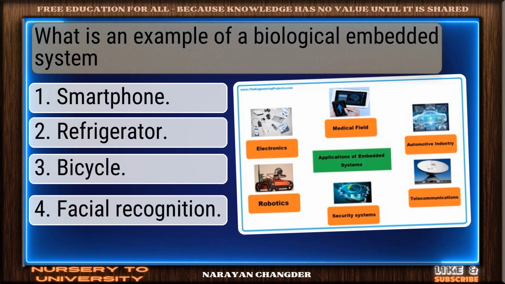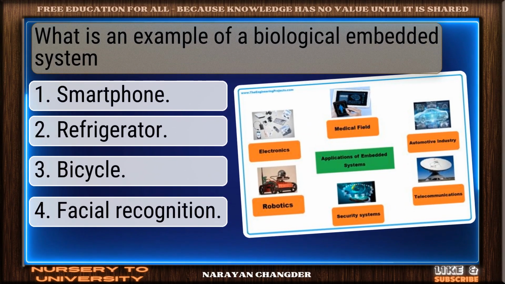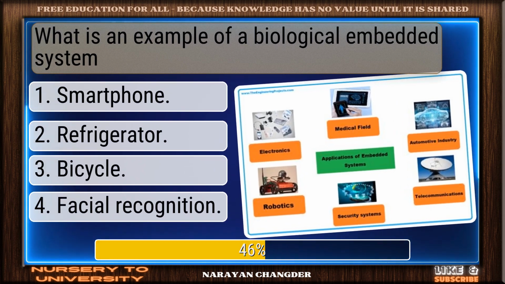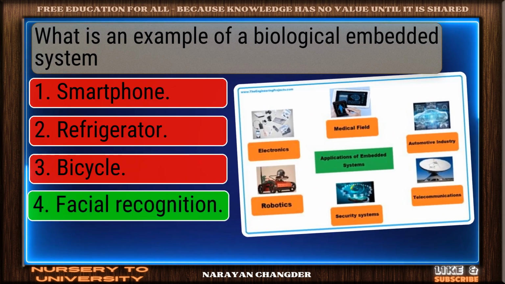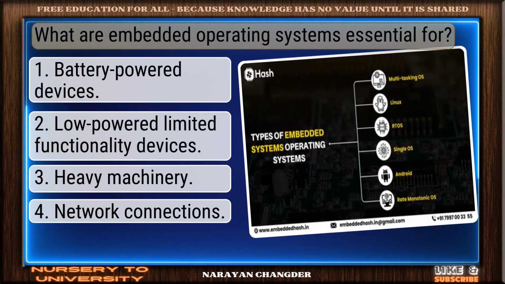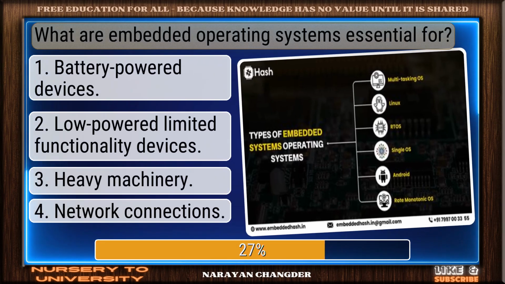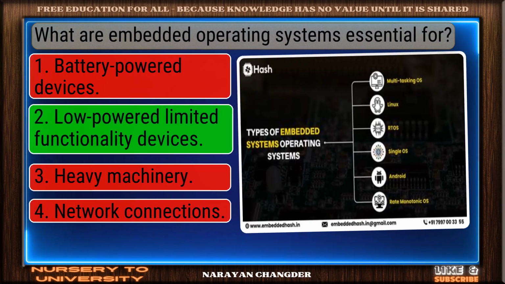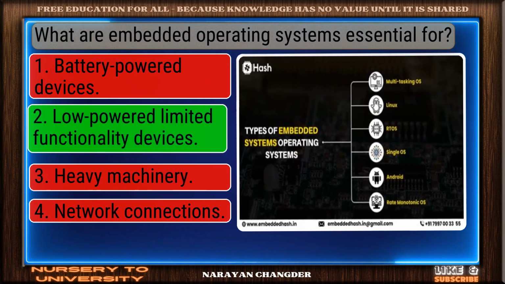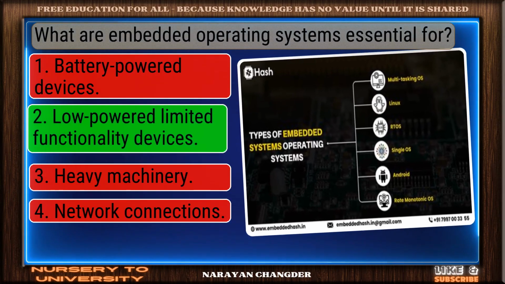Question number 30. What is an example of a biological embedded system? Correct. Facial recognition is the right answer. Question number 31. What are embedded operating systems essential for? Bravo! Low-powered, limited functionality devices is the answer.